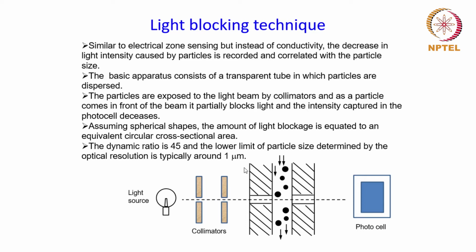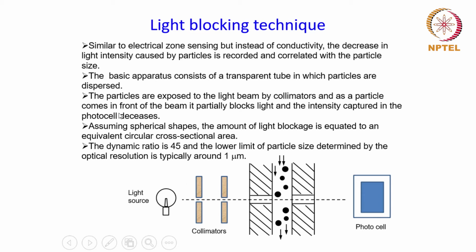The basic apparatus that you can see over here in this picture basically consists of a transparent tube in which particles are dispersed, as you could see over here, and then the particles are exposed to a light beam. So here is a light source which is channeled towards the particles with the help of collimators. Collimators are essentially guide tubes which can channel the light in a particular direction.